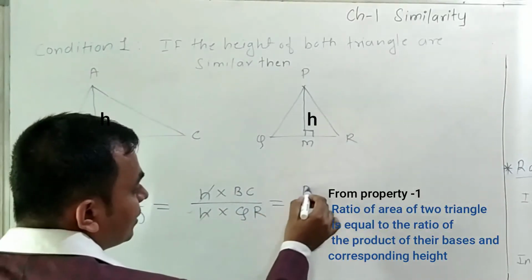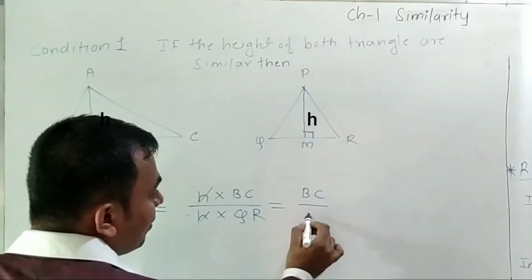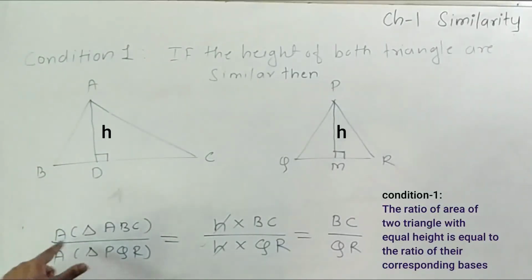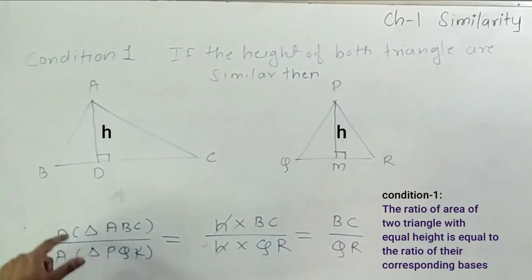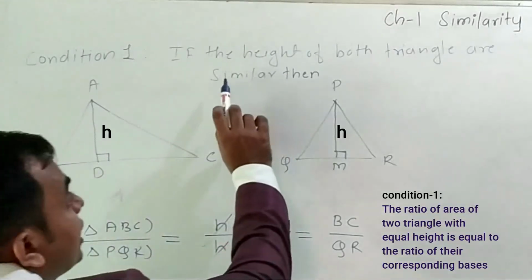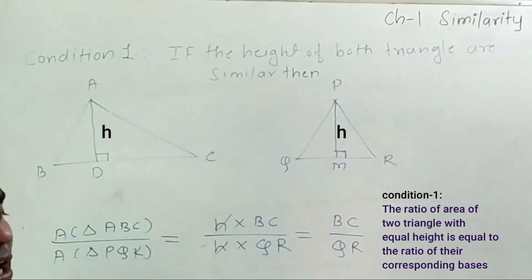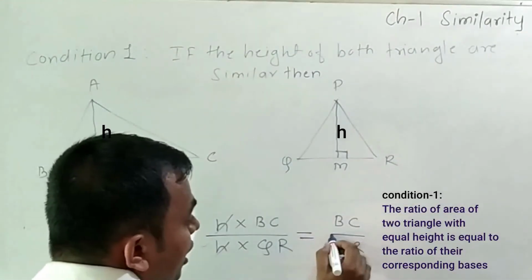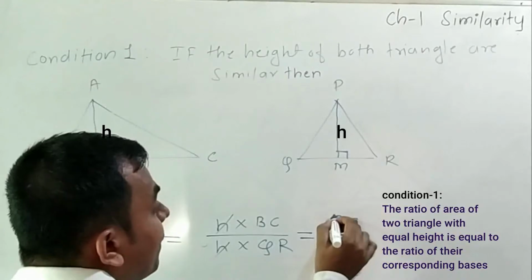So we can say that BC upon QR. The ratio of the areas of two triangles with equal height is equal to the ratio of their corresponding bases.